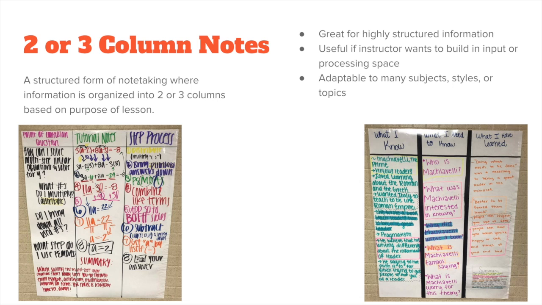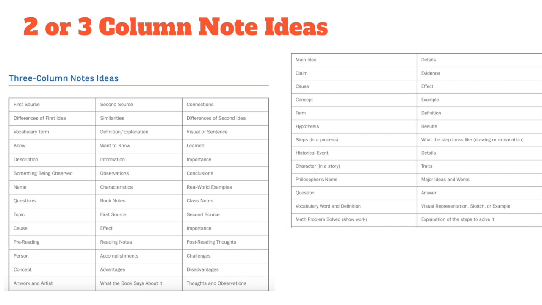Okay. Another form of notes that AVID is now, well, they've always had these 2 and 3 column notes, but now they're saying, okay, we can use these very much like Cornell notes. And so you see a couple examples here. Again, this is really good for structured information. The instructor should kind of build up the content and help students know what to put into the different columns. But they're really adaptable. If you're going over vocabulary, maybe one column is vocab, one is definition, one is a visual or sentence.